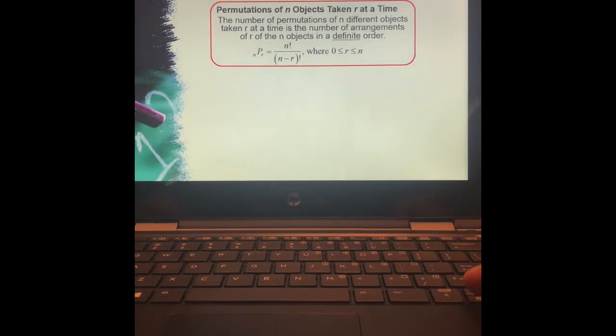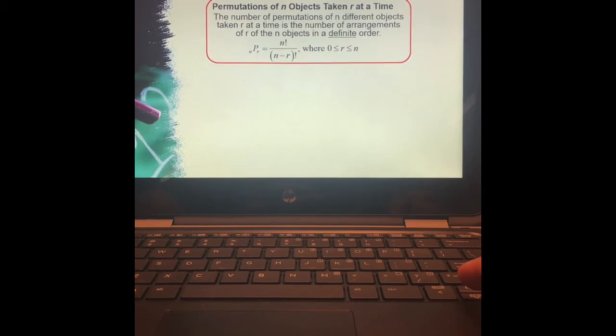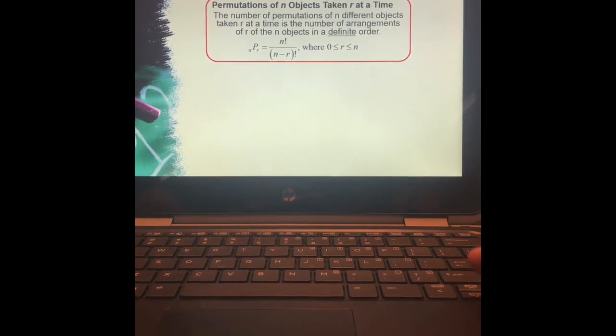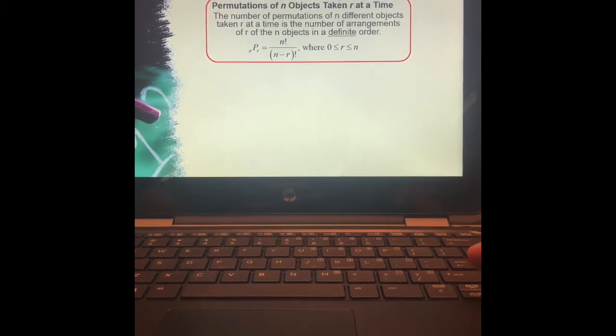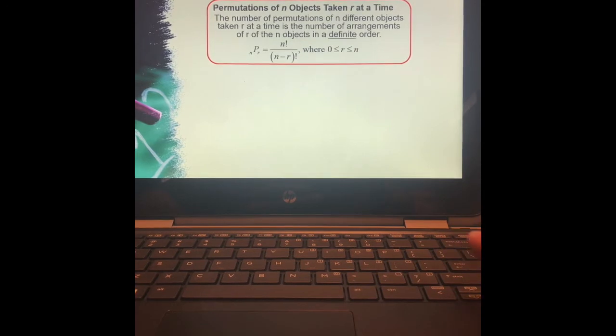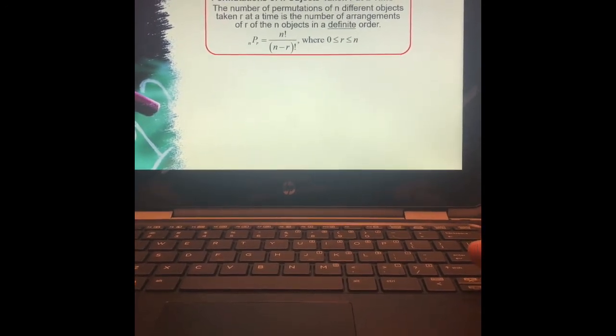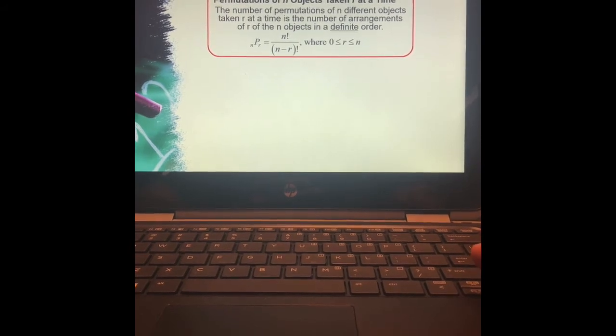So here's the breakdown. This is really important. You need to understand this relationship. N is the number of objects that you're looking at. If they're in order, then you're using the letter P. And then how many of them you want in order is R. So N is the total number available. R is how many you actually want. And they have to have a definite order.